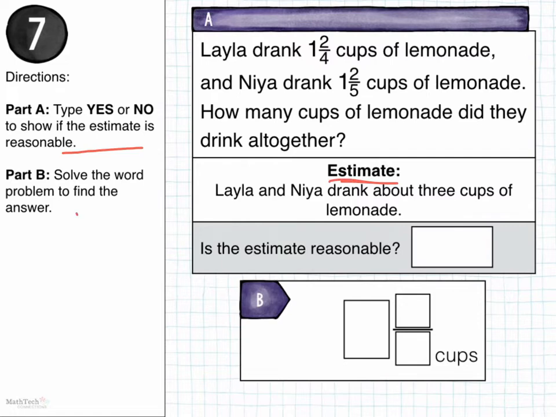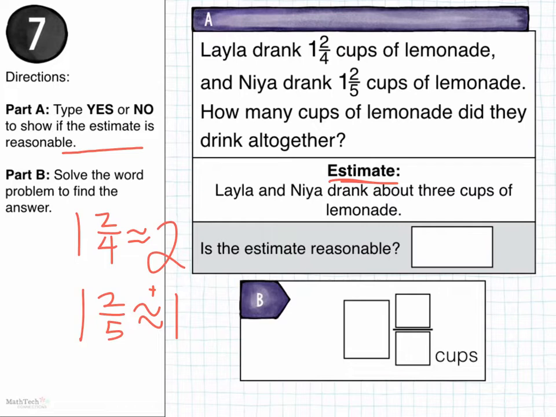Well, let's see. 1 2/4, I would round that up. That's about 1.5. I would round that to be about 2. And 1 2/5, well, I know 2/5 is less than a half, so maybe I'm going to round this one down to about 1. So this problem is about 2 plus about 1. And if I think about that estimate, that makes about 3. I would say yes, this estimate is reasonable.